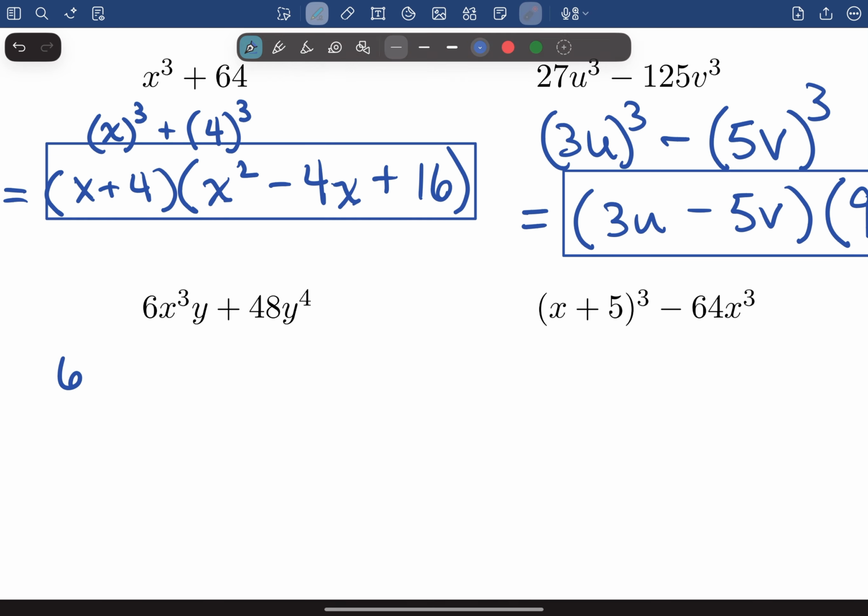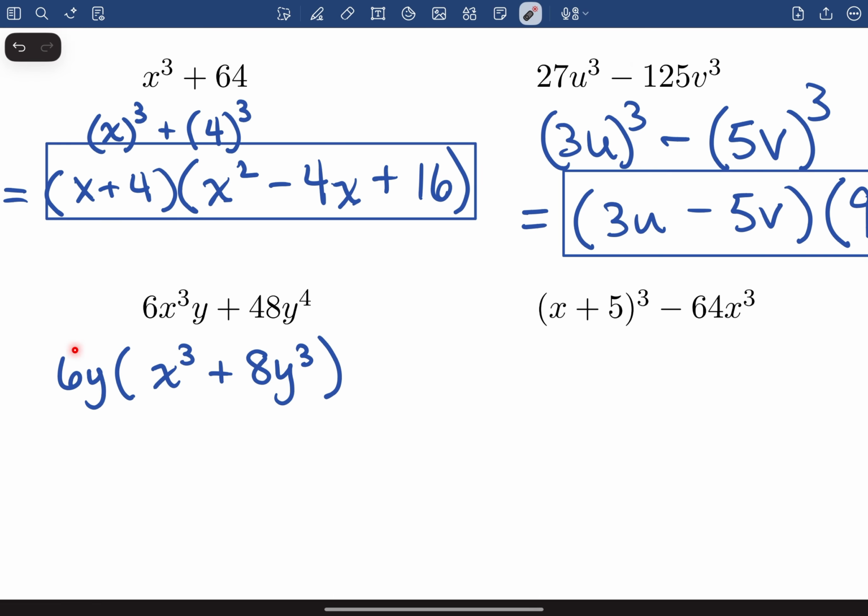And then, well, this term doesn't have any x's over here, even though this does. But both the terms have a y in them, so I'm going to factor out a y. So I have found the GCF, it's 6y. And what remains is x cubed plus 8y cubed. There we go. So if we factor a 6y out of these two terms, we're left with x cubed plus 8y cubed. Now this, the stuff in parentheses, this is the sum of cubes.